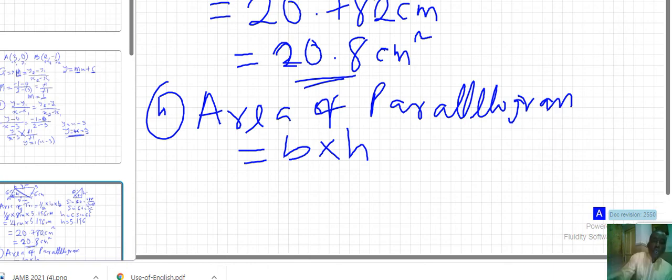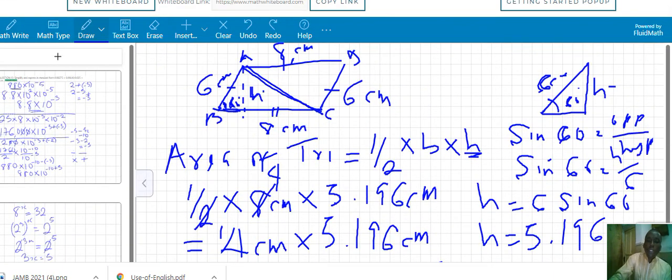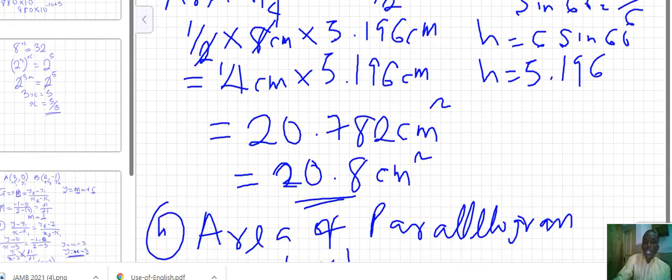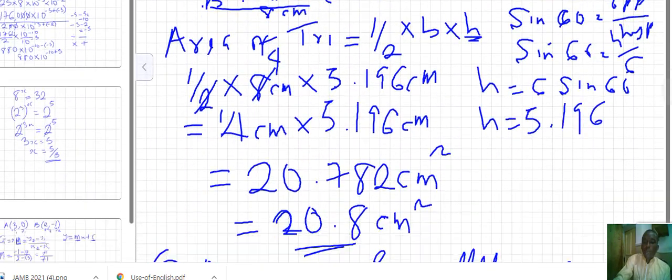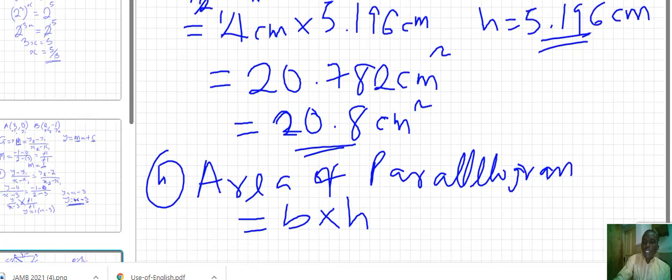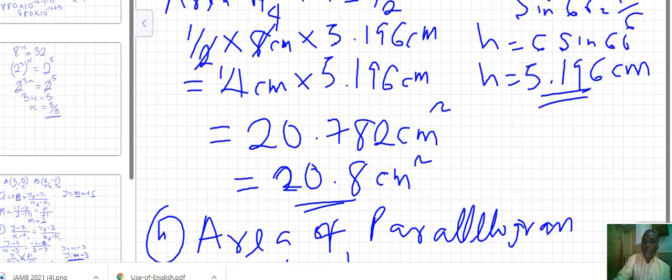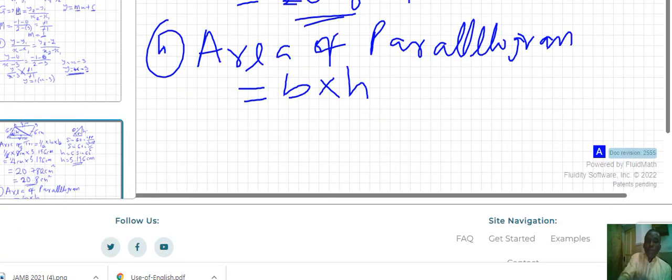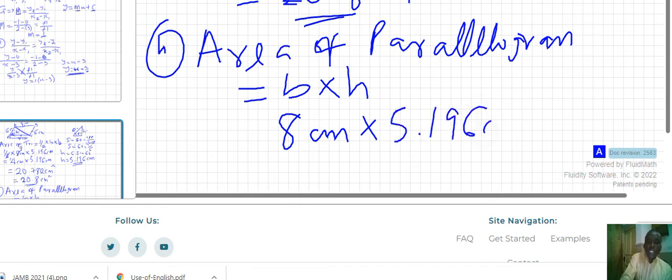So if we look at our parallelogram, what is the base? The base is 8 centimeter. And now we have gotten the height, so we can make good use of the height, which we got as 5.196 centimeter. So our base is 8 centimeter multiplied by 5.196 centimeter.